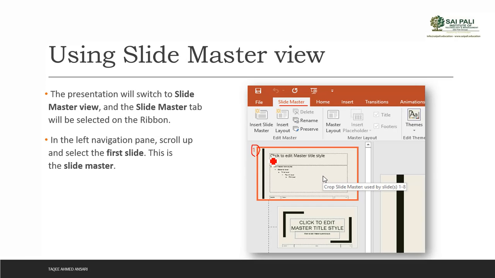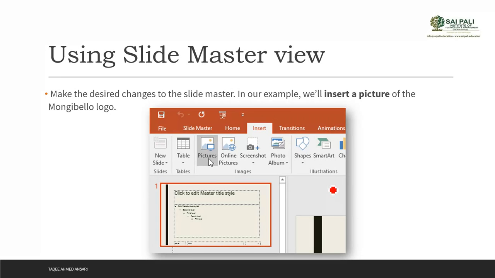The first Slide Master is called Slide Master. Whenever you make any changes on this Slide Master, it will apply to all the slides in the presentation. So you select this. I want to add the logo, so I select the first Slide Master, and then I can go to the Insert tab. As I said, you can go to other tabs.